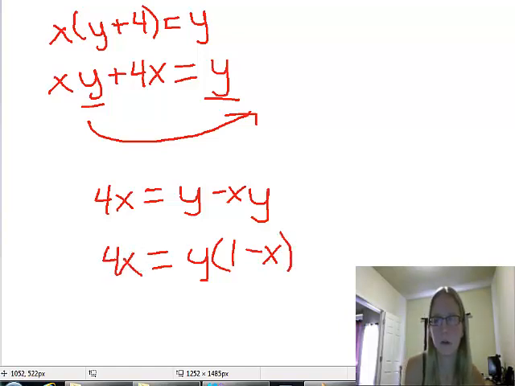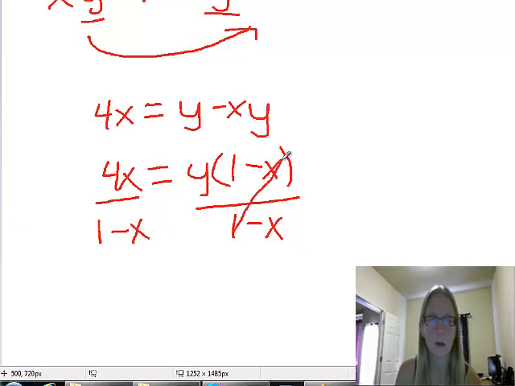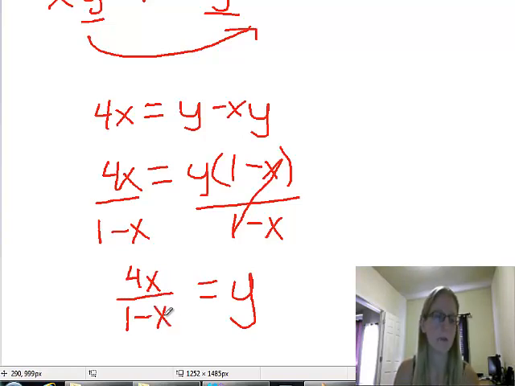And then what you have to do, just like anything else, to get that y by itself, you're going to end up dividing both sides of the equation by whatever's next to that y, in this case the 1 minus x. So I'm going to divide by 1 minus x to both sides of the equal sign. The 1 minus x will cancel here, and I will end up with y equals, and now I have 4x over 1 minus x. So I got y by itself.